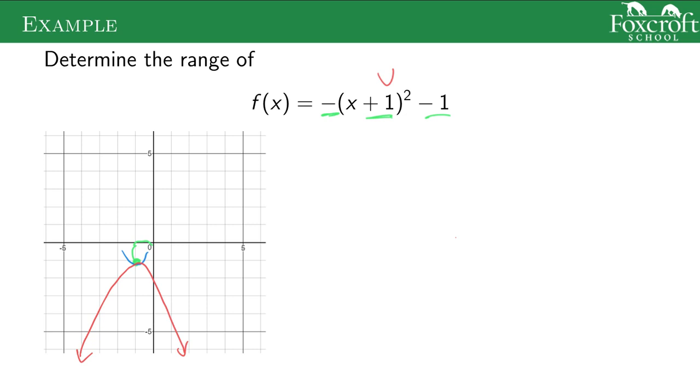And now I want to find the range. The range is the y values. If I try to start at the bottom, because of these arrows, there's no bottom. It just keeps going down forever. But there is a top here. My graph ends. The top of my graph is right there.